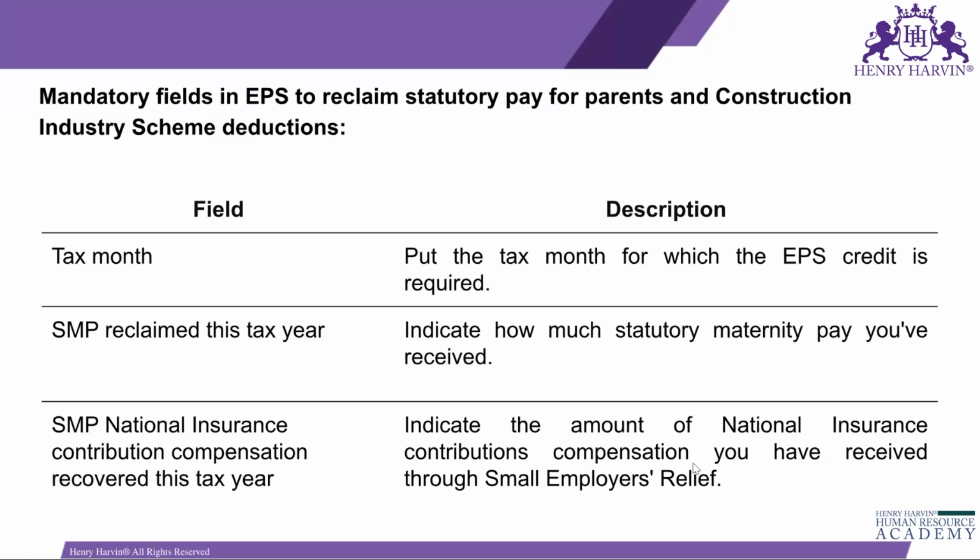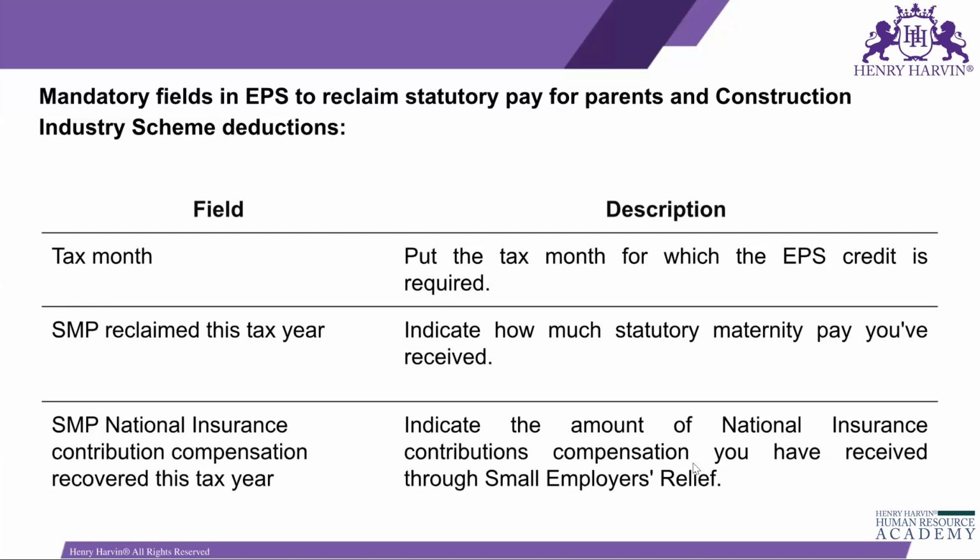That is 8th. Okay, then SMP reclaim this tax year. Indicate how much statutory maternity pay you have received. Now you understand why we are claiming the YTD figure. So what will happen if 2 months amount is pending? HMRC comes to know the YTD is so much and 2 months amount is pending. Whatever they have paid, they will minus it from the YTD figure. That is the reason it is shown. So they will match with their values also, whatever is paid and whatever is pending. So it should match. Okay, and that's the reason EPS should be sent early.